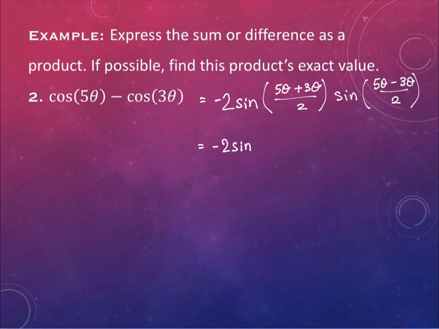If you have 5 theta plus 3 theta, what do you get? 8 theta. And what's 8 theta divided by 2? 4 theta. Okay, next one. I have 5 theta minus 3 theta. That would be 2 theta. And 2 theta divided by 2 would be theta. And we would be done. This is now a product, which is what was requested.